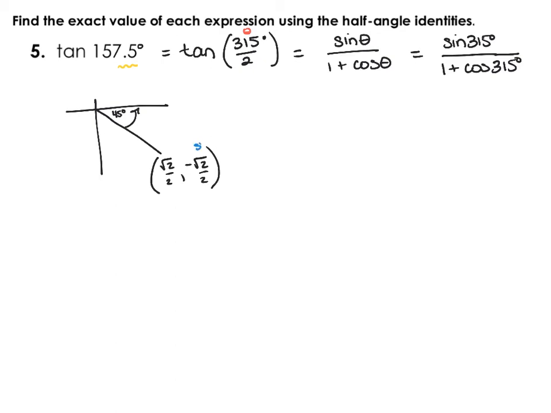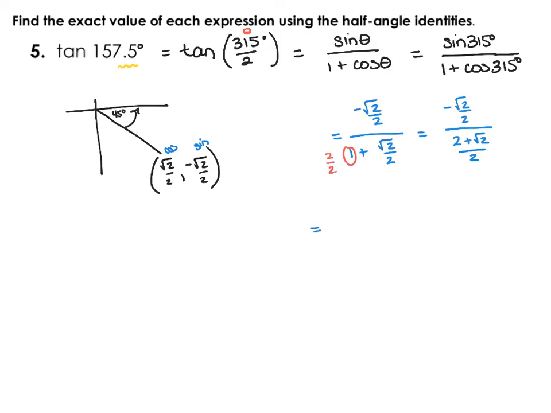So we've got our sine is the y value and our cosine is the x value. So we can simplify this further: the sine of 315 is negative the square root of 2 over 2, all over 1 plus the cosine of 315, which is the positive square root of 2 over 2. I need to simplify the denominator first, so I'm going to make this negative square root of 2 over 2, over 2 plus the square root of 2 over 2. So I basically turn this 1 into 2 over 2 so that I could combine them.